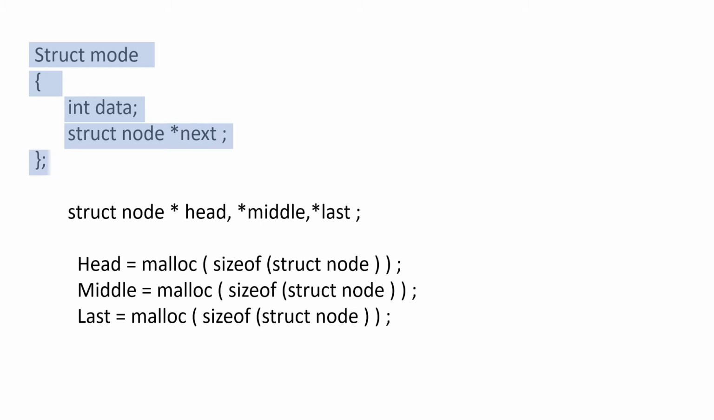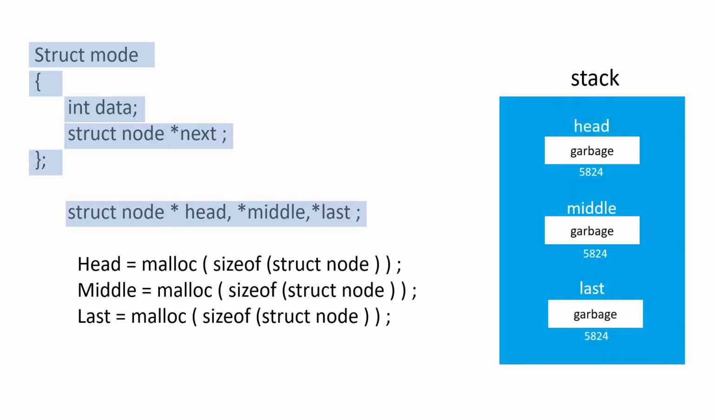So we have a structure node here with an integer type data to store the information, and next we have a pointer of struct node type, and it is used to refer to the next node, that is, it will hold the address of the next node. Now declare the pointers of type struct node: head, middle and last. So memory will be allocated in the stack for head, middle and last.